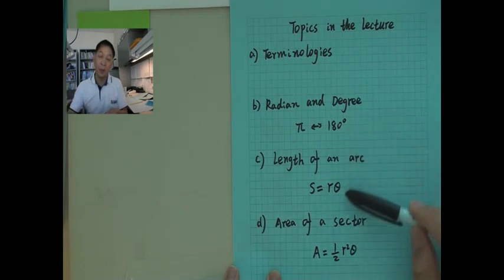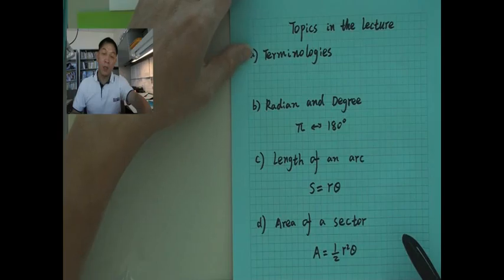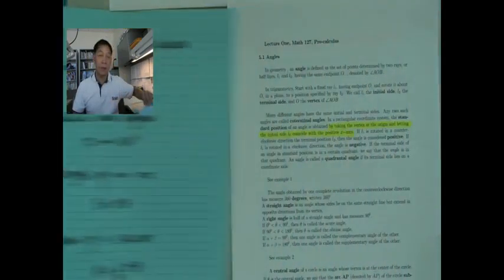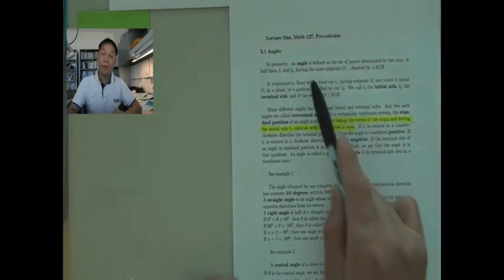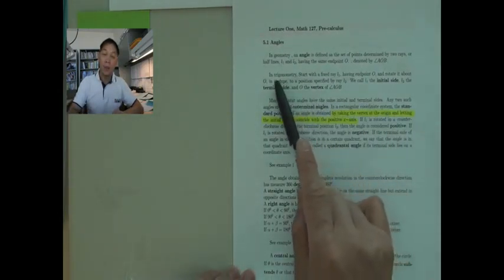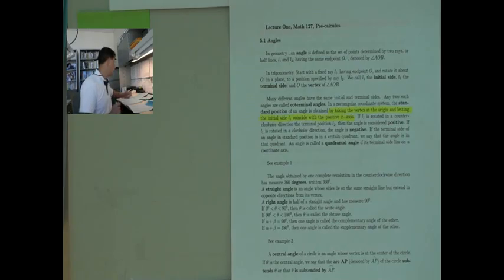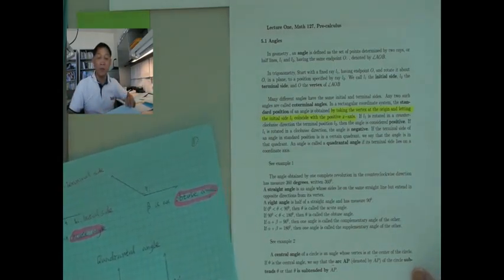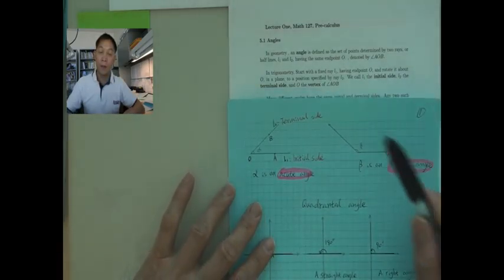Okay, and here are the key points right down here. Now let's look at terminologies. Terminologies, the first one is about angle. In trigonometry, we define angle in the following way, and this is the way we define it.